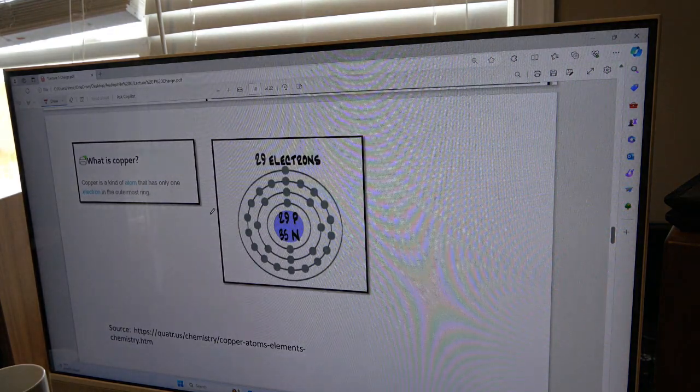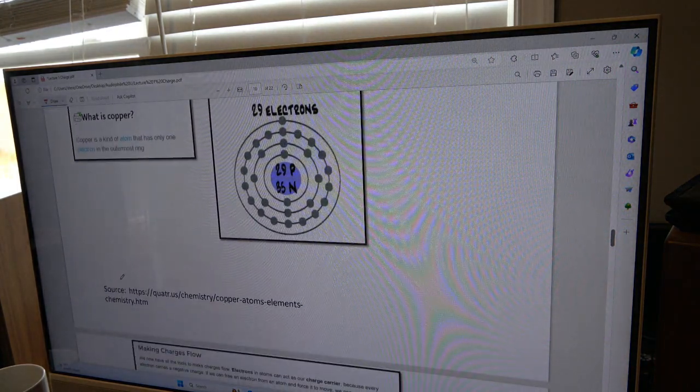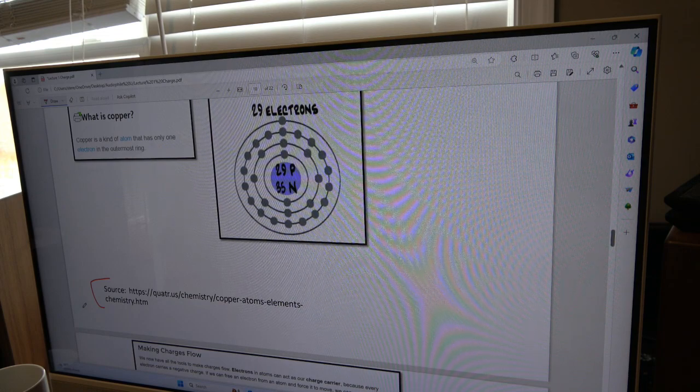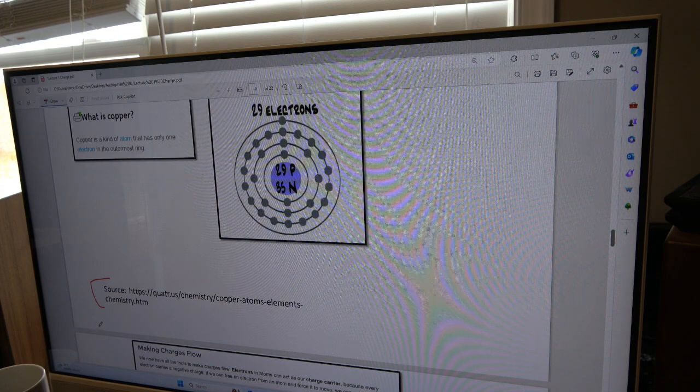And by the way, I forgot to mention, for every slide, you'll see the source I took it from. I'm not plagiarizing here. I'm using this for educational purposes. You're welcome to visit all of these sources. I encourage you to visit these sources if you like something.